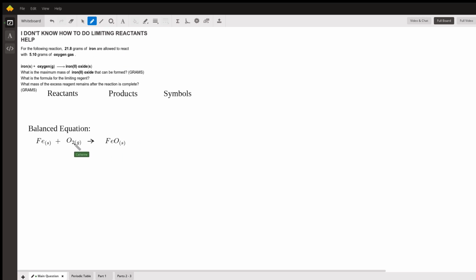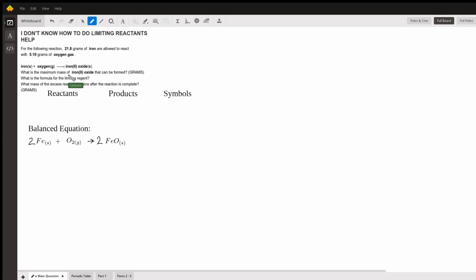Because we have two oxygens on the left, that means we're also going to have two oxygen atoms on the right side. And because we now have two iron atoms on the product side, we're going to have two iron atoms on the reactant side. So that is our balanced reaction. The reason we're writing this balanced equation down is so that we can see the mole ratios between each of the different compounds.